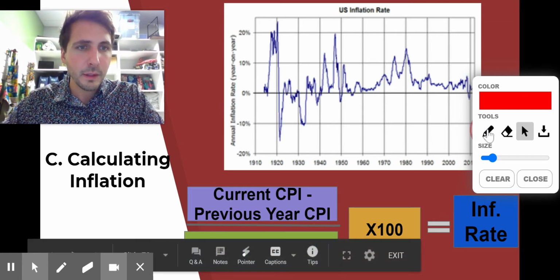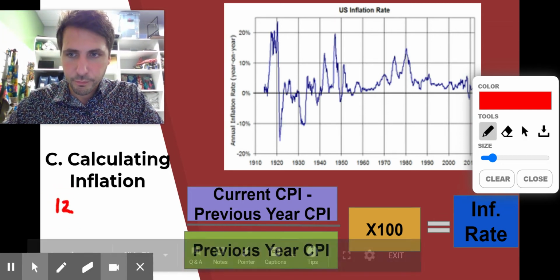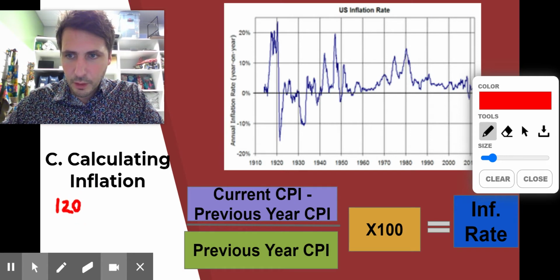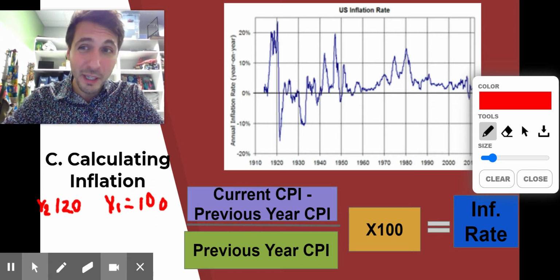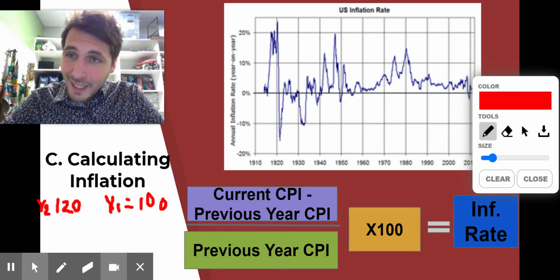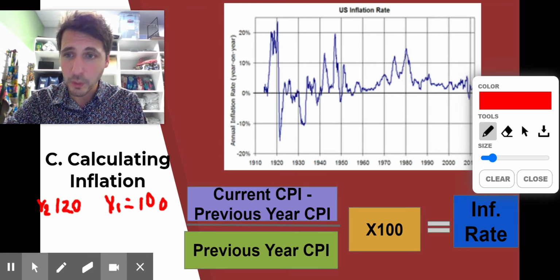Okay, so let's say our current CPI is 120. So let's call this year 2. That's current, year 2. In year 1, my CPI was 100. First of all, my CPI is 100 in year 1. What's true about year 1? That's got to be my base year. Year 1 is my base year. Base year is always 100. That's where we start. Okay?